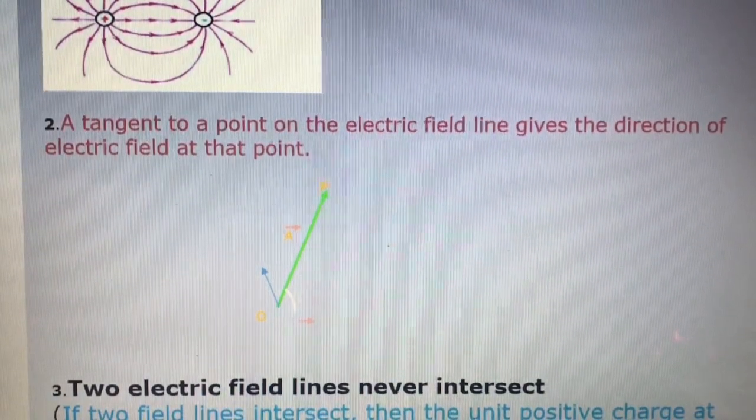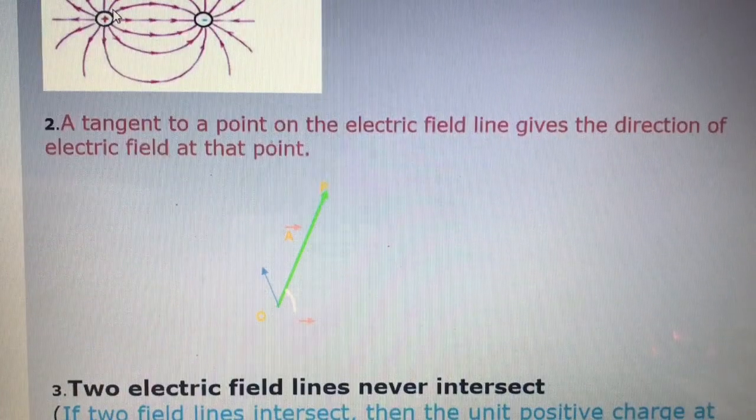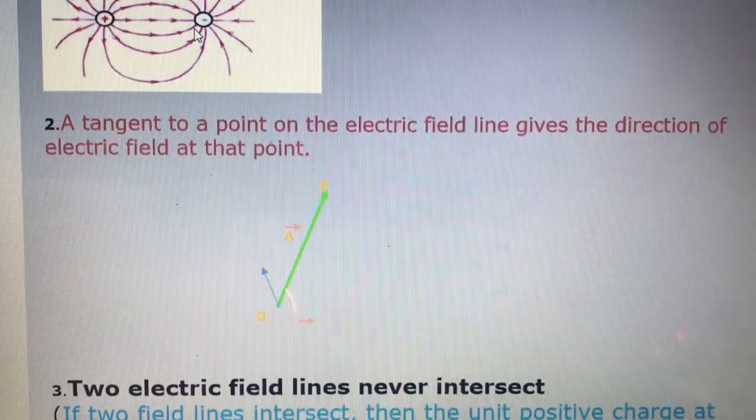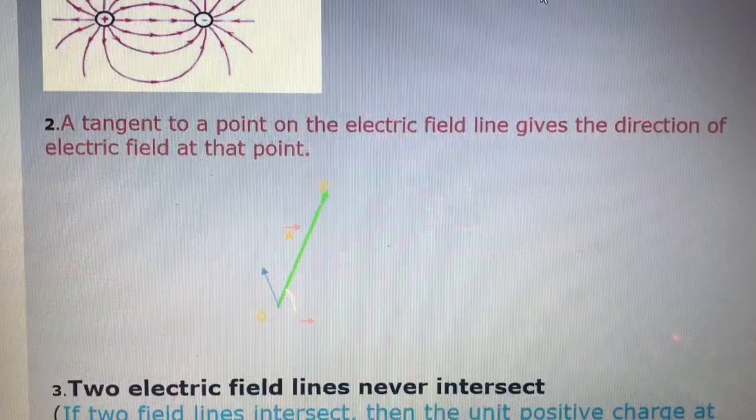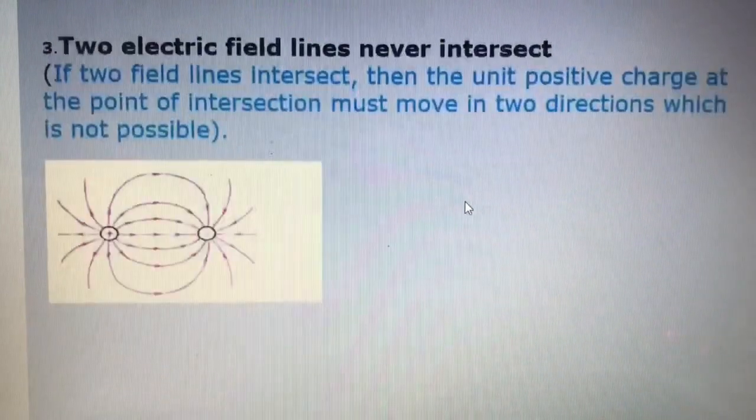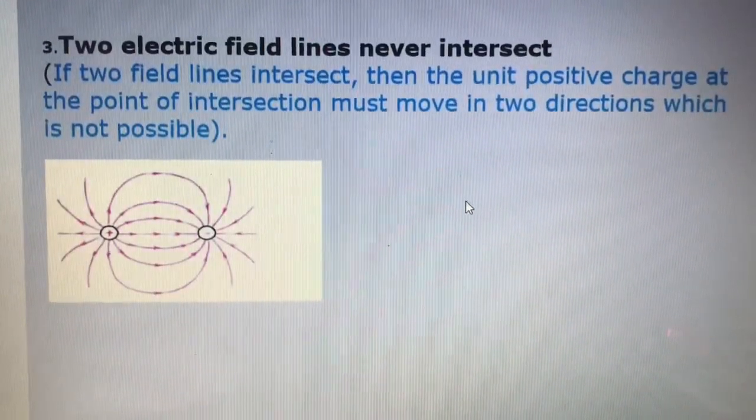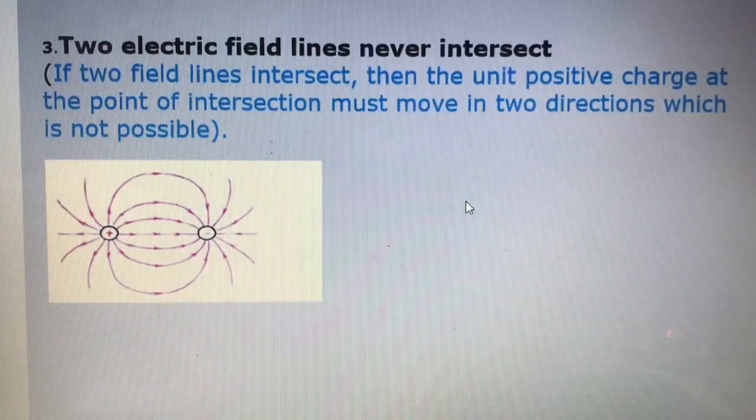Here the region around this charged particle, or the region around this point charge, is called the electric field. A tangent drawn at any point, here also at any point. Suppose you have drawn a small line, that tangent or that small line gives the direction of electric field at that point. And the third property is two electric field lines never intersect each other.